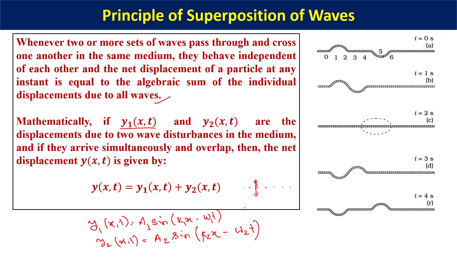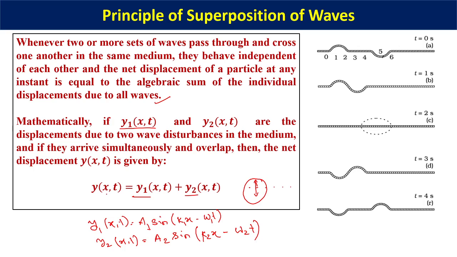But if there are two or more waves, what will happen? In that case the net displacement of this particle is given by the algebraic sum of the individual waves which are present simultaneously at that location. So if y1 and y2 are the two different waves which appear simultaneously at any location, then the net displacement of the particle will be given by the algebraic sum of y1 and y2.